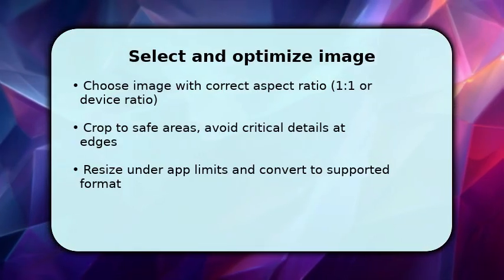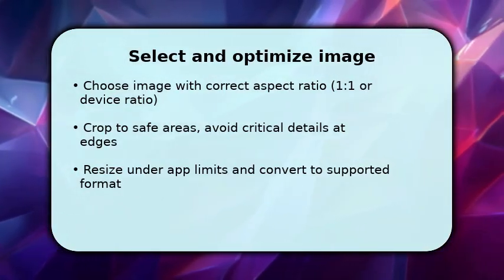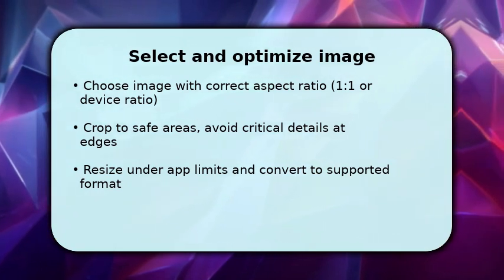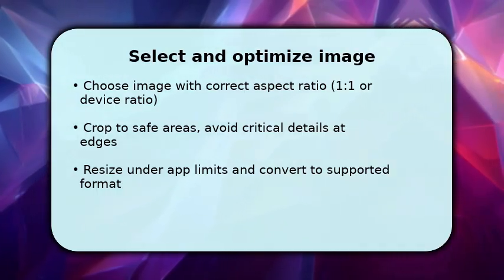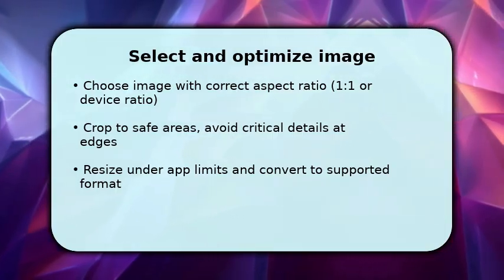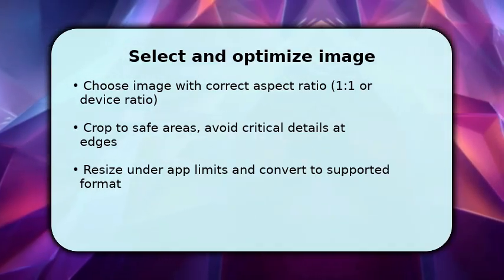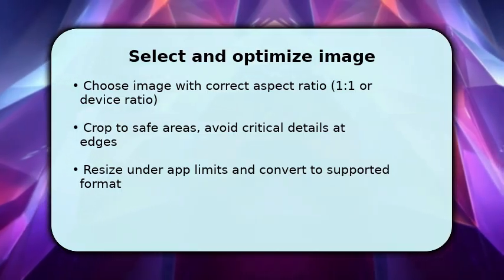You now choose and optimize the image. Pick one that matches your watch's aspect ratio. Many use square or custom ratios because mismatched shapes stretch or crop important parts. Crop to keep faces and text away from bezels and sensors, and resize the image within app limits so the watch can render it quickly. Make sure the file format is supported by the device. Doing this prevents errors when the watch attempts to process and display the wallpaper.